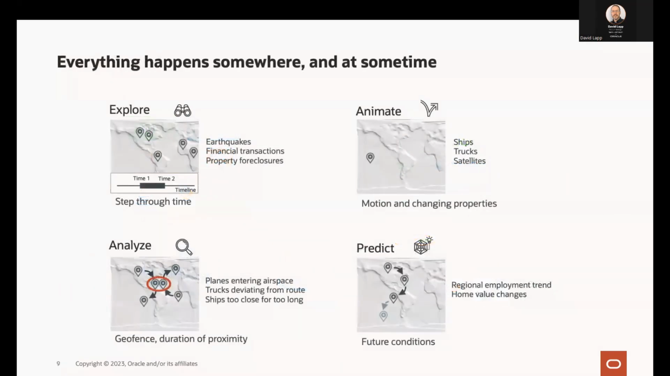So that's the preamble, the setup to introduce the topic for today and tomorrow, which is the fact that everything happens not only somewhere, but also at some time. What I want to do with these pair of sessions today and tomorrow is introduce some examples of where the things you do with Oracle Spatial you can extend into the dimension of time in a few different ways. And I've organized it into these four categories.